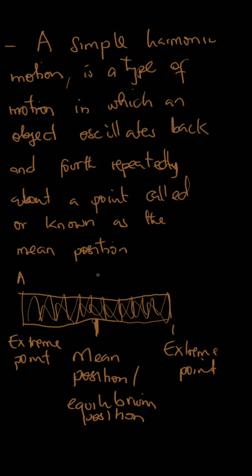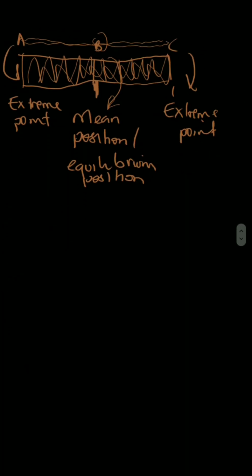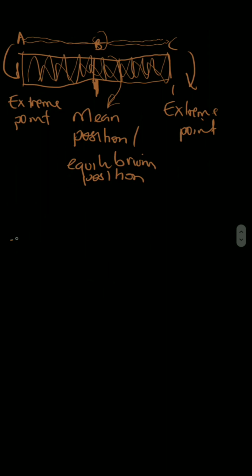We can label this extreme point as A, the mean position as B, and the other extreme point as C. An object will move from A to B, then on to C, then move from C to B, then back to A, just like that. That is what we refer to as a simple harmonic motion. That is the behavior of this kind of movement.